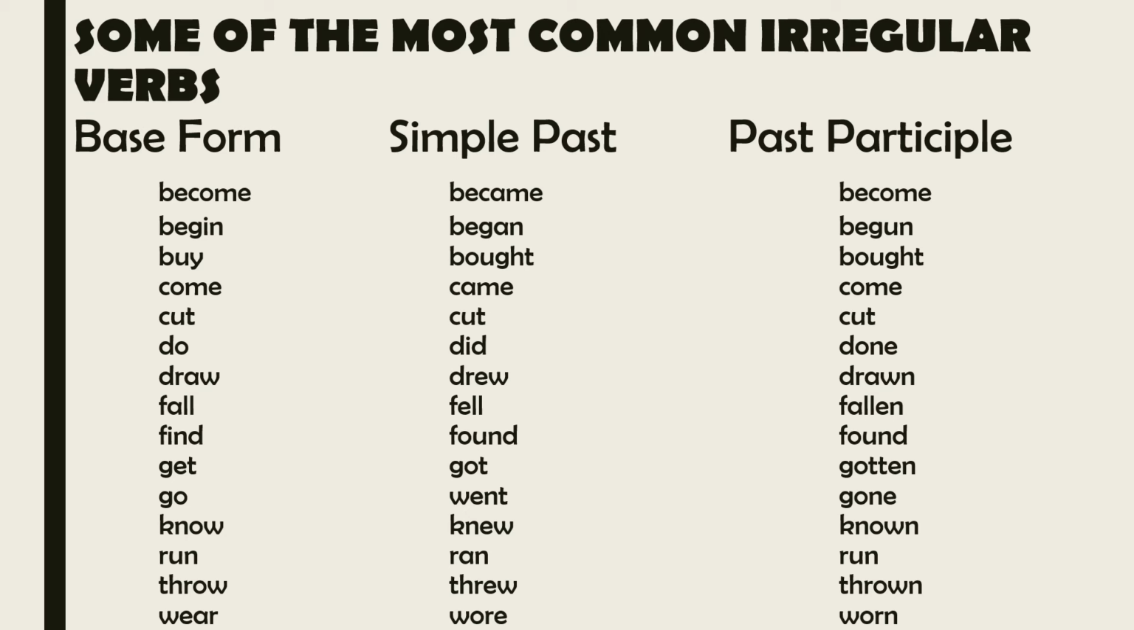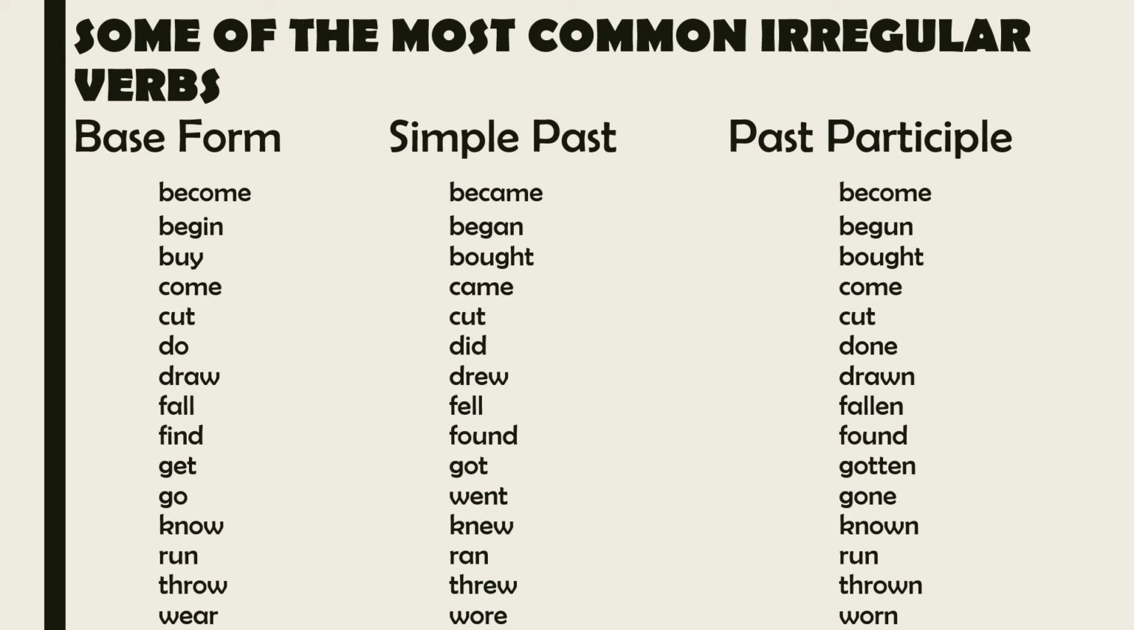So to make it in a simple past: become, became; begin becomes began; buy becomes bought; come becomes came; cut becomes cut; do becomes did; draw becomes drew; fall becomes fell; find becomes found; get becomes got; go becomes went; know becomes knew; run becomes ran; throw becomes threw; wear becomes wore.